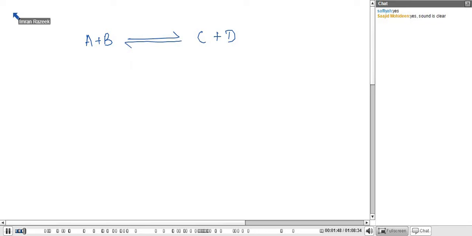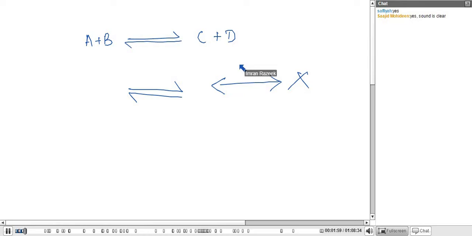To represent reversible reactions, we use this type of half-headed reversible arrows. It is not arrows like this. This is wrong. Not fully headed reversible arrows like this. This is used for a different purpose, which we'll be studying in A levels. For reversible reactions, what we use is this type of half-headed reversible arrow.